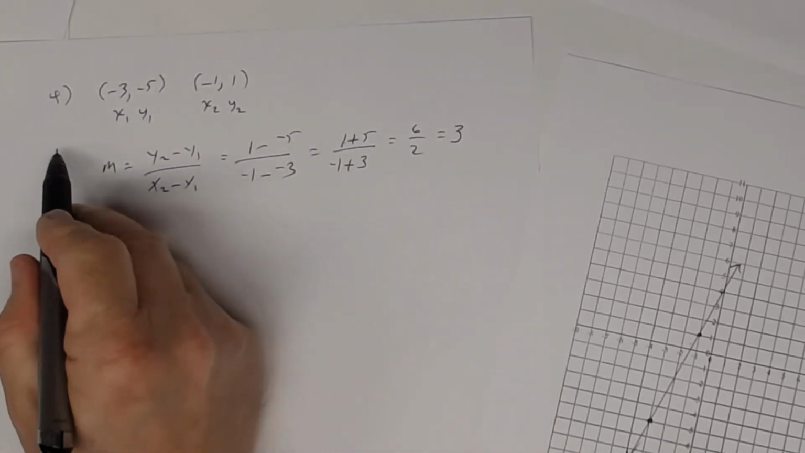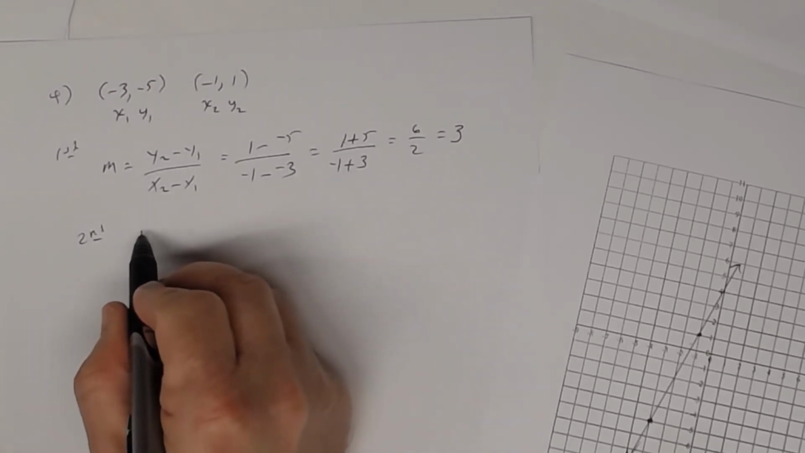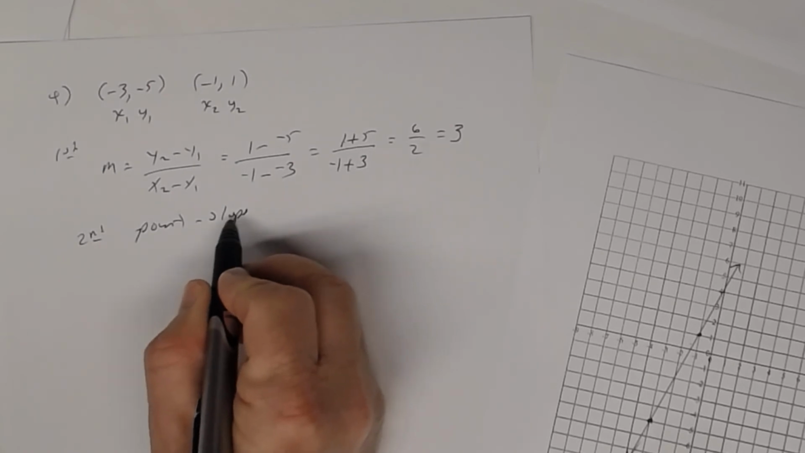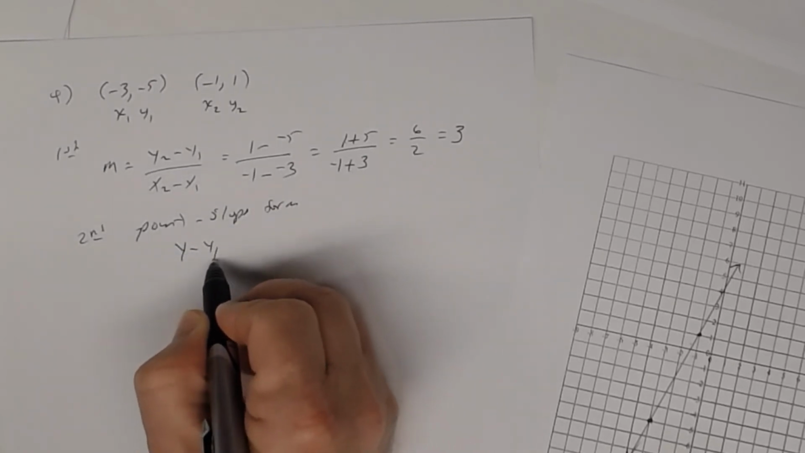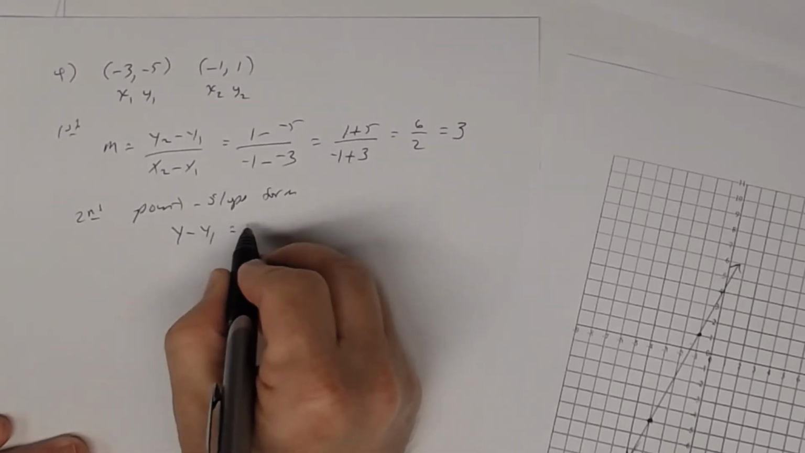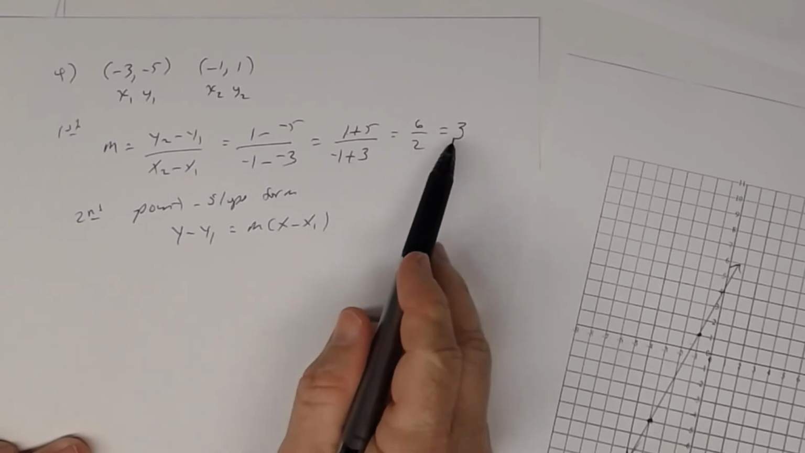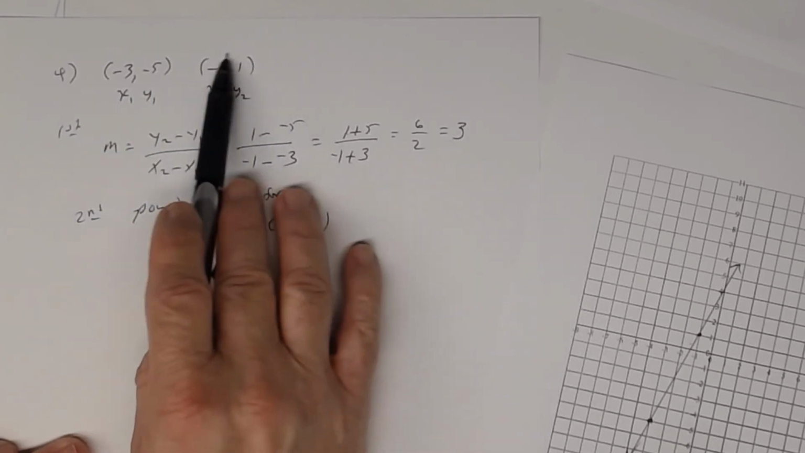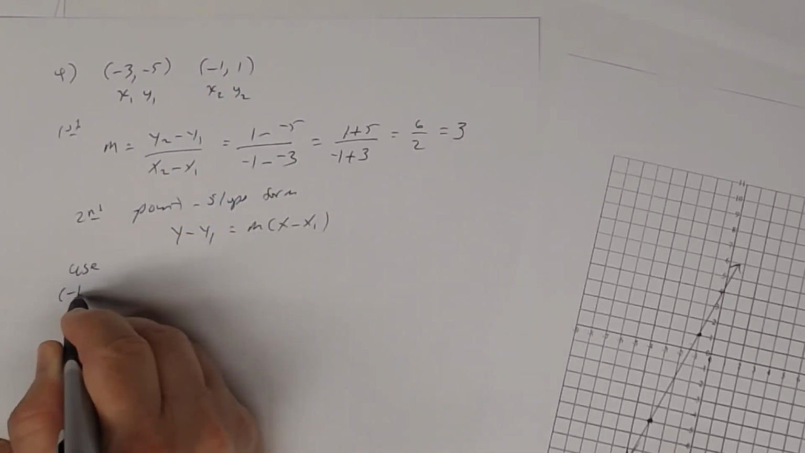And so the first thing we have to do is find the slope. Second thing we have to do is use point-slope form. All right, so remember point-slope form is y minus y1 equals the slope times x minus x1. So to use point-slope form, you have to know the slope, and you have to know one of those points. Let's go ahead and use the second one. So I'm going to go ahead and use negative 1, 1.